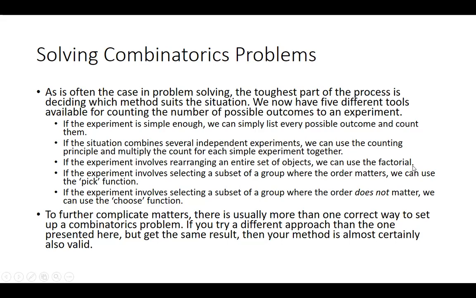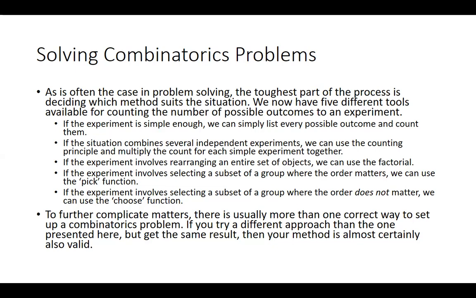So now let's look at solving combinatorics problems. These are problems involving combinations or permutations. Combinations, order doesn't matter. Permutation, order matters. So as is often the case in problem solving, the toughest part of the process is deciding which method suits the situation. We now have 5 different tools available for counting the number of possible outcomes to an experiment.